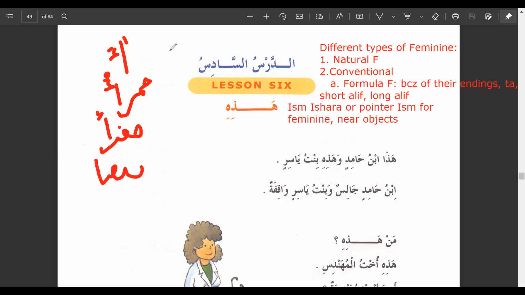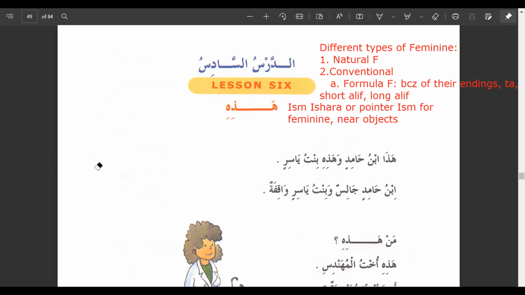Okay, let me clear this. And the last type of feminine is what? Like in conventional feminine, one type is because of the ending, right? So tamarbuta, short alif or long alif. What is the second type of conventional feminine? Remember, because the Arab said so, exceptional feminine. You remember? Do you remember, Athar? Are you here or are you just disconnected? Let me see. Oh, you are here.